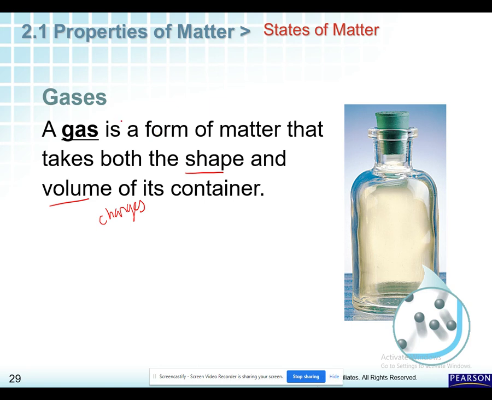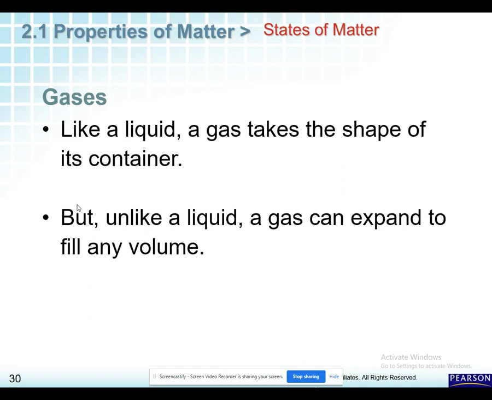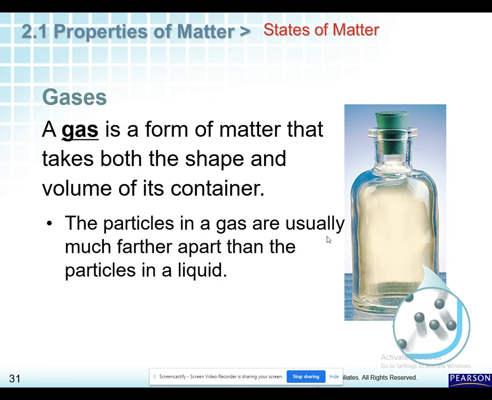For example, if you put a gas in a star balloon, it's going to take the shape of a star. If you put it in a circle balloon, it's going to take the shape of a circle. The same thing with the volume. It can take up a little volume, or it can expand and take up a big amount of volume. So like a liquid, it can take the shape. However, unlike a liquid, the volume can change. When you're putting gas in something, you don't have to worry about it being big or small enough because gas volume can change.